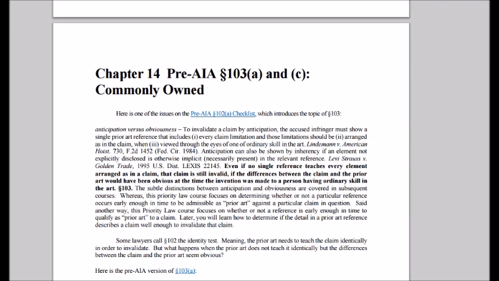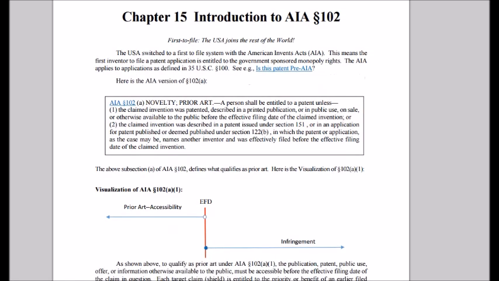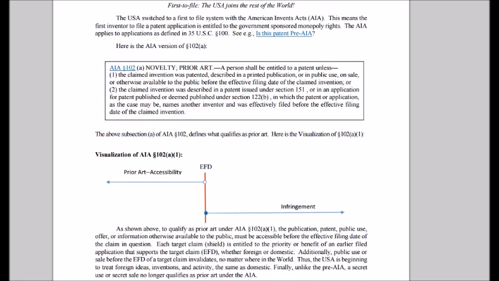Chapter 14 is about Section 103(a) and (c), commonly owned. Chapter 15 introduces the statutory language of the AIA, Section 102, and gives visualizations here of A1.